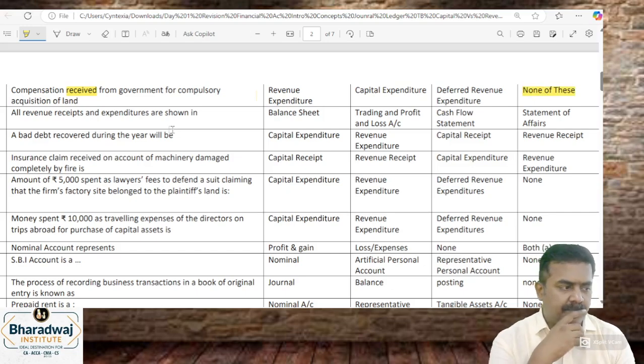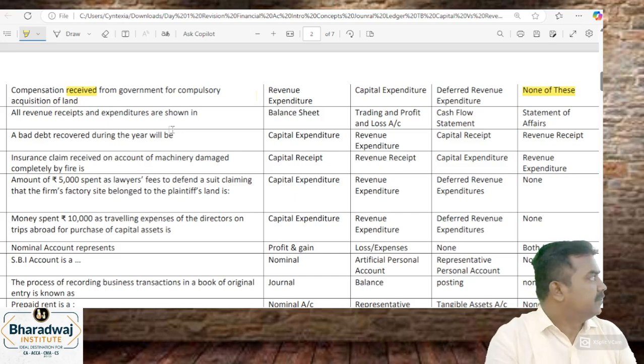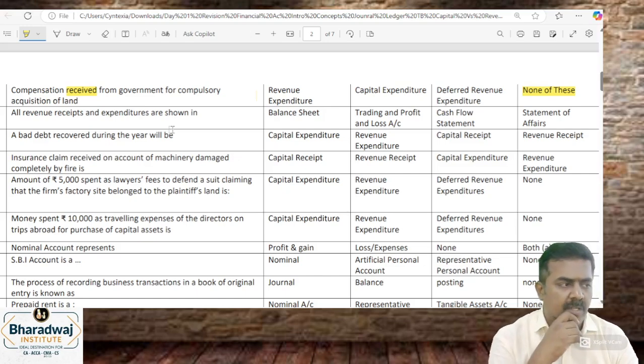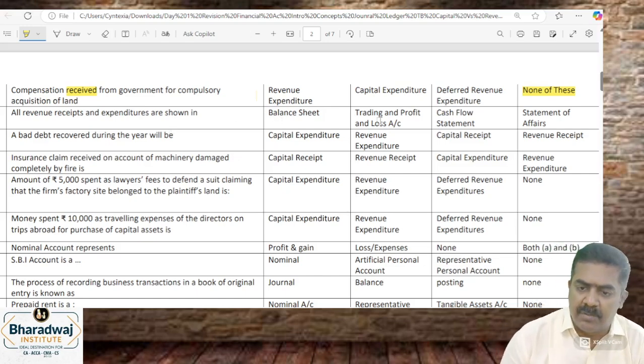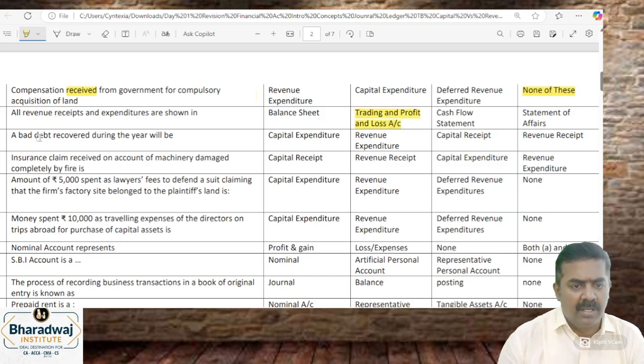Then, what is the next one? All revenue receipts are shown in which one? Trading P&L. Bad debts recovered during the year will be a revenue receipt. Bad debts recovered during the year is a revenue receipt.